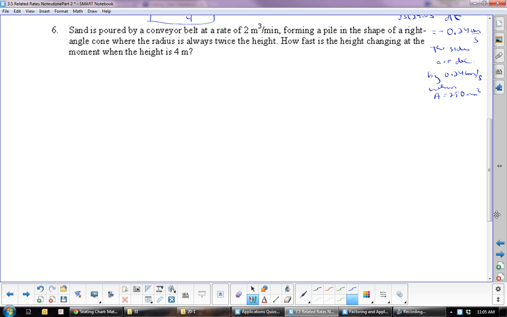Okay, where do we want to start? Draw a picture. It's not a very good picture actually because radius is always twice the height, so it's going to be more of a pile like this. These take a lot of room, so I'm going to try to conserve real estate while I can. Okay? Anything else?